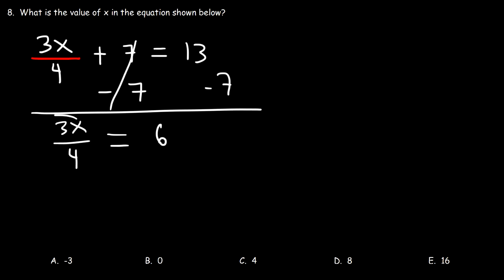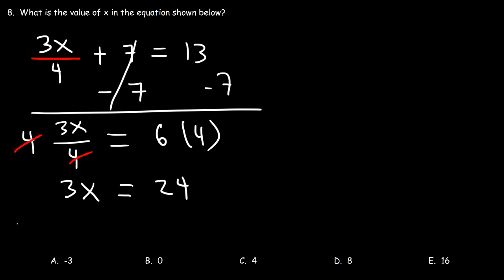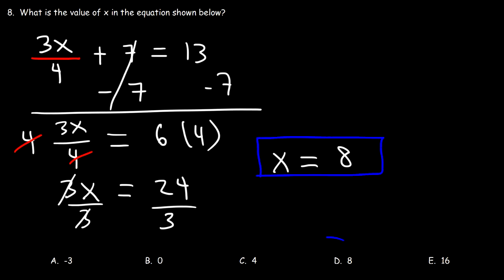Now, how can we get rid of the fraction? The opposite of division is multiplication, so the 3x is divided by 4. To get rid of the 4, we can multiply both sides by 4. 4 divided by 4 is 1. So on the left side, we only have 3x. On the right side, 6 times 4 is 24. Now the 3 is multiplied to the x. So to get rid of the 3, we need to perform an operation that's opposite or the reverse of multiplication, which is division. So we need to divide both sides by 3. 24 divided by 3 is 8. So x is equal to 8, which means D is the right answer.